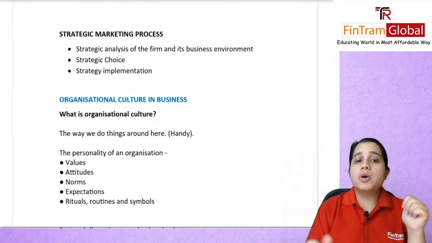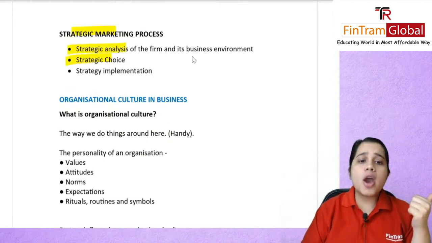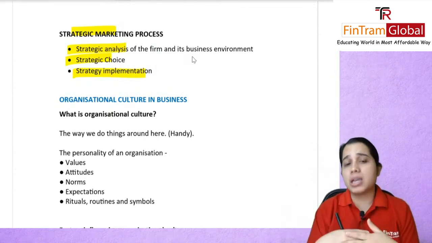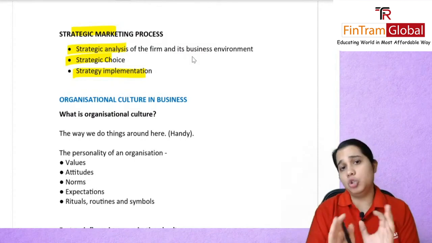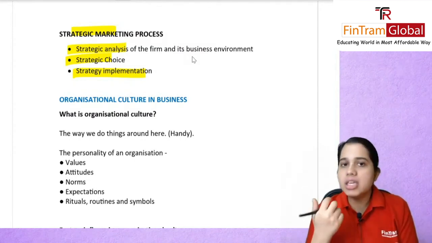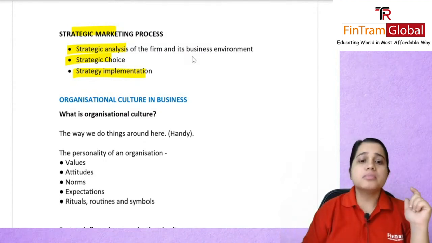Then we also talked about the strategic marketing process, basically strategic analysis, firm choice, and implementation. You will basically see your budget, what is the budget for your marketing, and how can you create an awareness. You will do an analysis of the market as such. What do customers really want? So all that falls under your strategic marketing process.